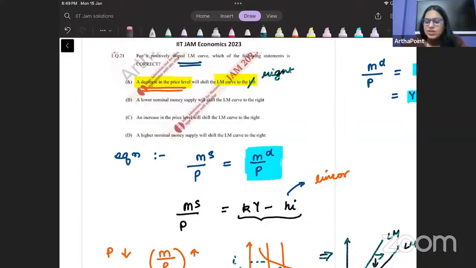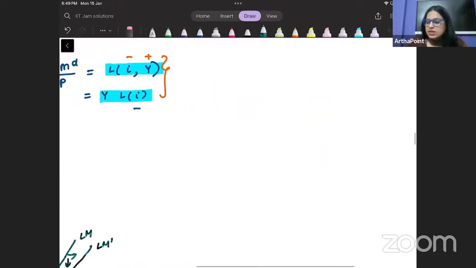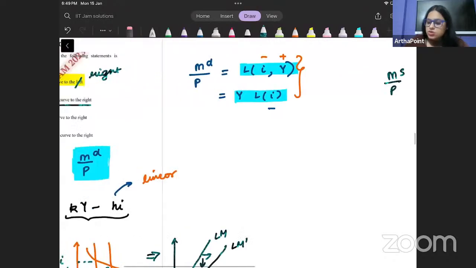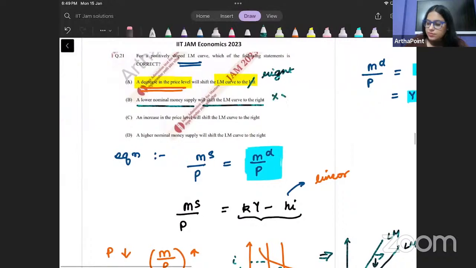Now let's go to the next option. This says that a lower supply of money will shift the LM curve to the right. Again, this is incorrect. When the supply of money decreases, the LM curve will shift leftwards, backwards. So this is also an incorrect statement.